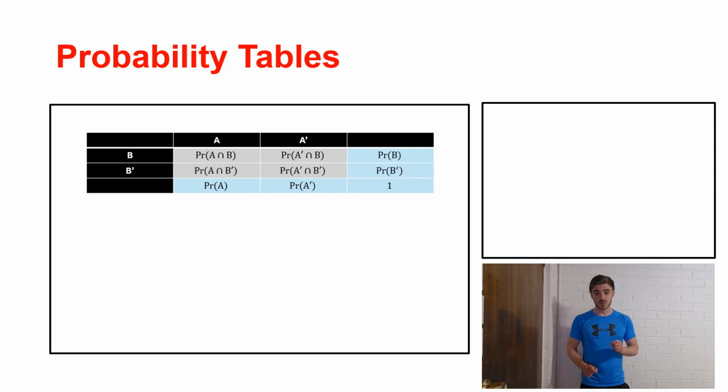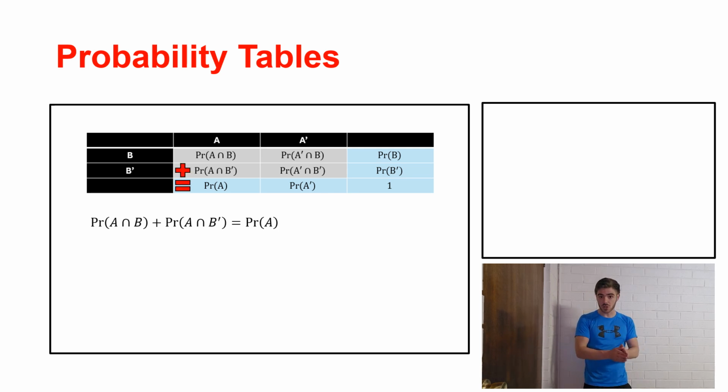Now, the advantage of arranging things this way is that we can now use simple addition and subtraction to solve any of these intersections quite quickly. The way it works is that any vertical or horizontal addition of the cells in the middle needs to add up to give the cell on the outside, highlighted in blue. For example, the top two cells in the first column need to add up to give the probability of A.